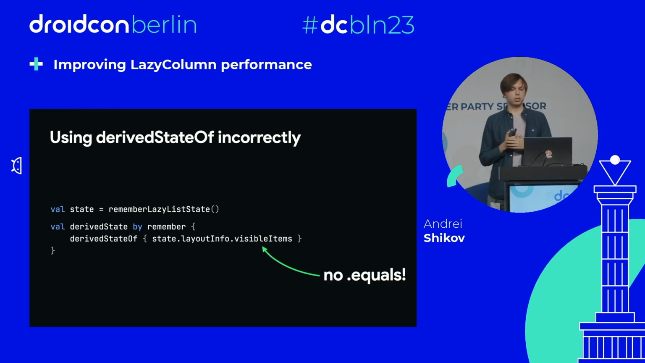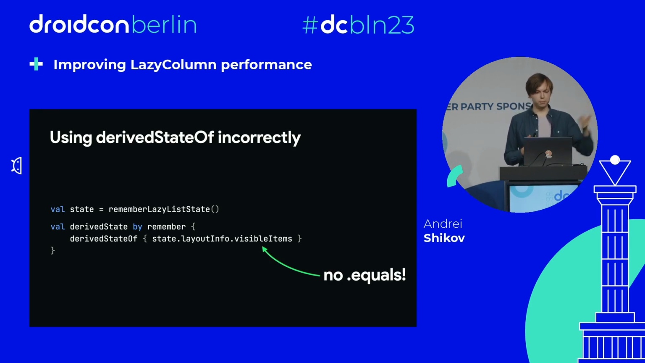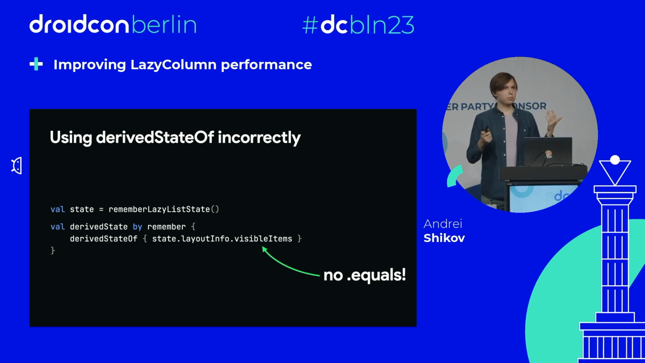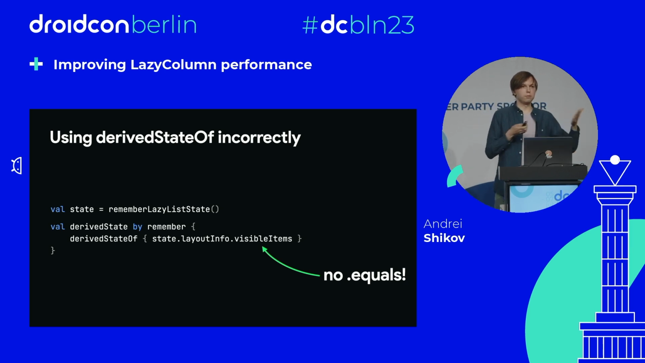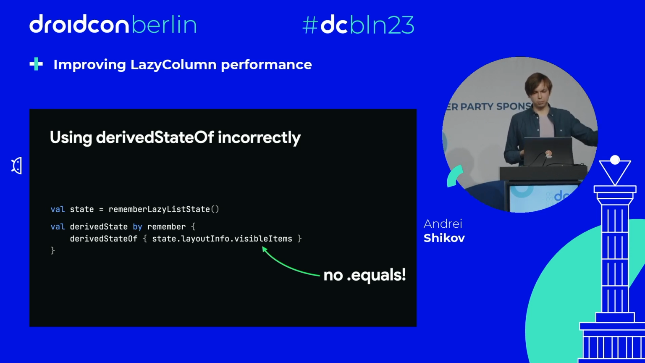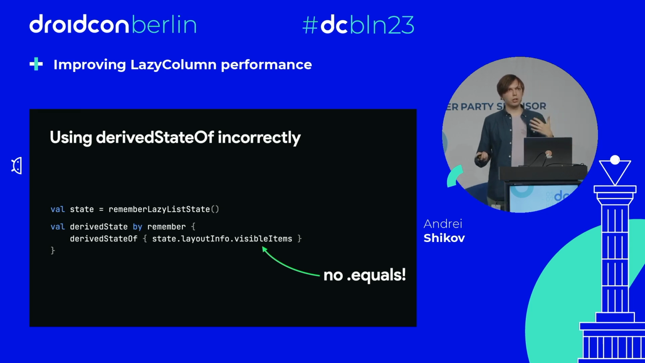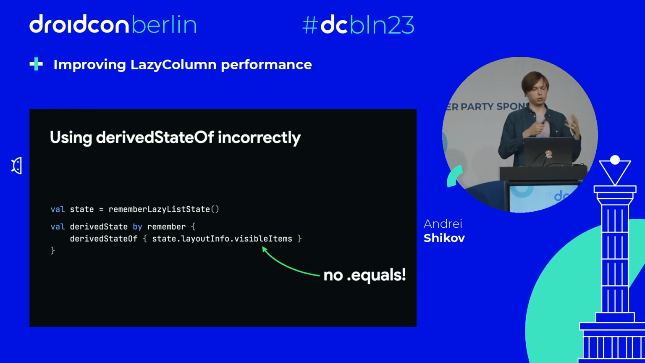Some other things I noticed is that sometimes derived states are used with items that don't implement equals. For example, here, layout info visible items updates every frame. And it doesn't implement equals for obvious reasons; even if it did, the offsets would be different, so we decided not to. But here you get invalidation on every frame as well, because visible items are different each time. What you want to do is probably map it to some kind of comparable values instead and make sure that they are consistent between scrolls, whatever the change is that you're trying to detect.